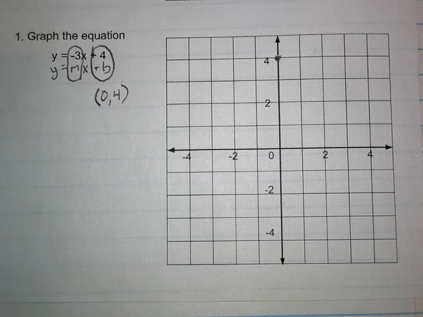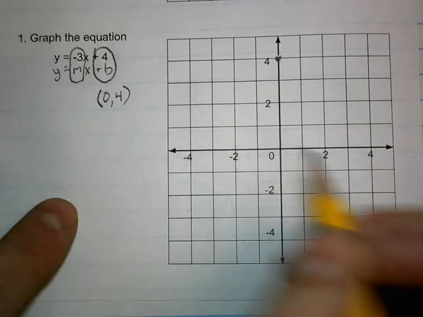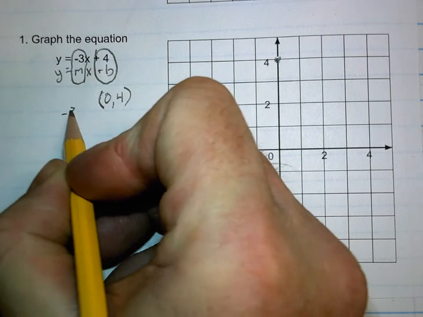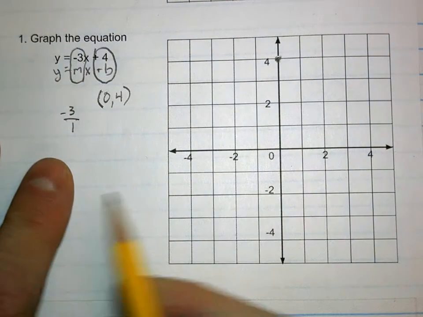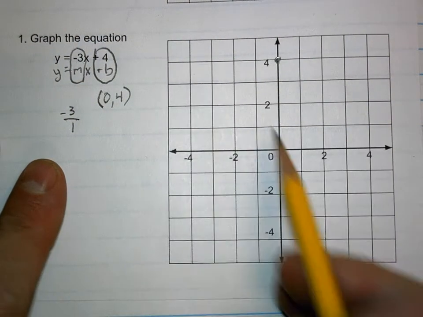We've got -3 as a slope. What would we prefer to have? A fraction. Well, it's -3. We can't change the negative, but we'd rather have a fraction. So what is the fraction? -3 over 1. So that means it's going to go down to the left side, right?